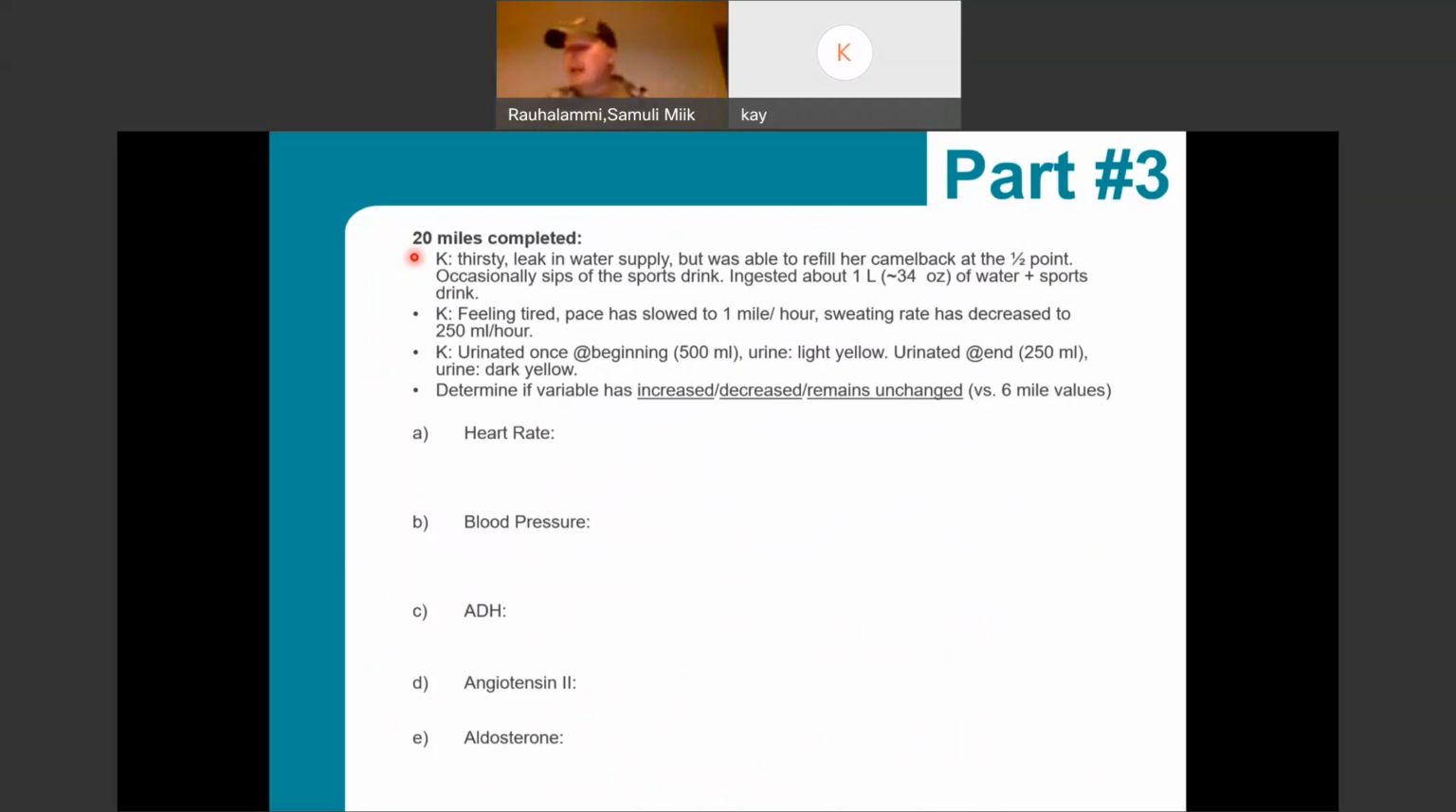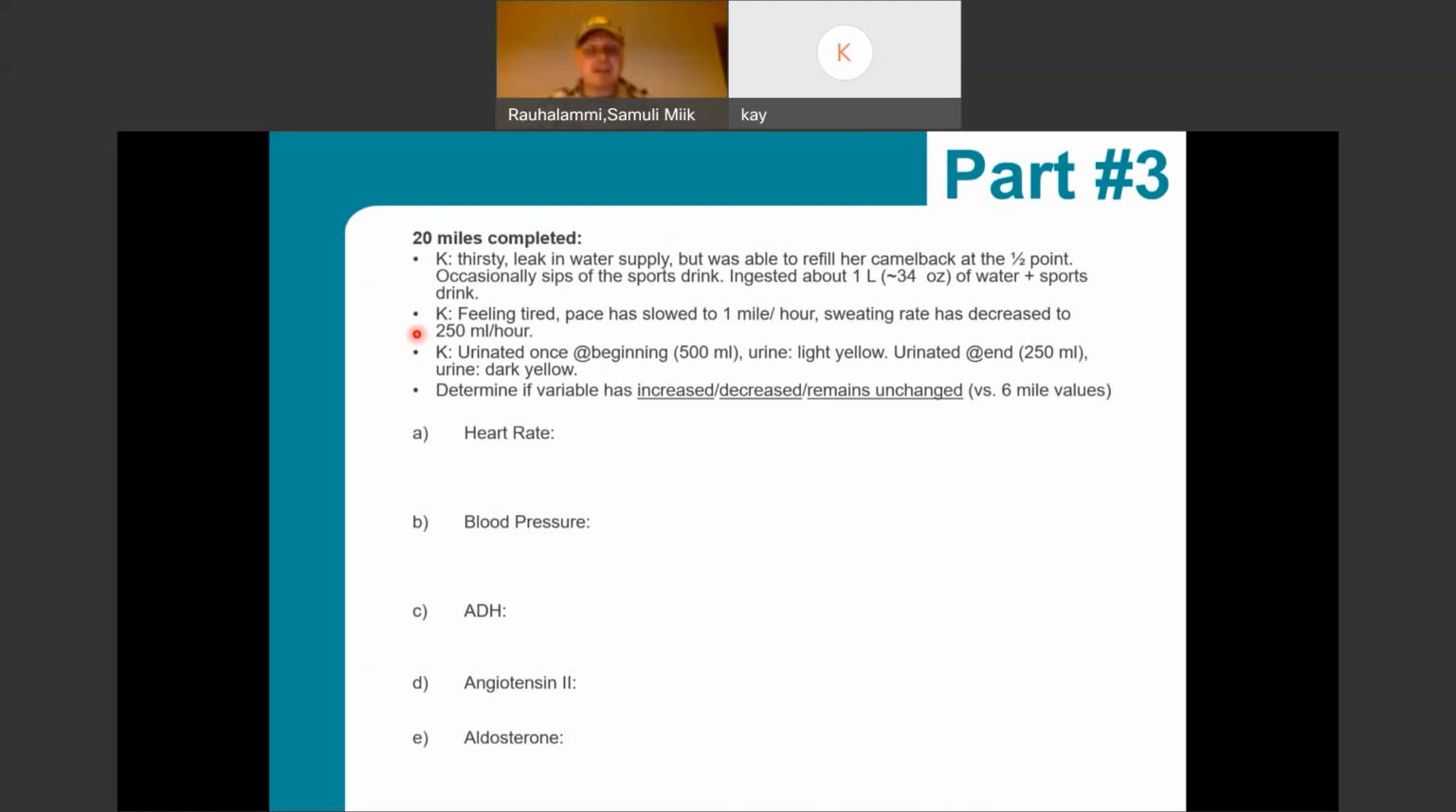She has taken in about 1 liter of water and sports drinks. So the volume of fluid that she's taken in is about 1 liter. So that's not a lot for an 8-hour hike. I think that she would have sweated at the rate of, it tells you on the assignment, 250 mils per hour. So she has been sweating a lot more than she has been drinking.